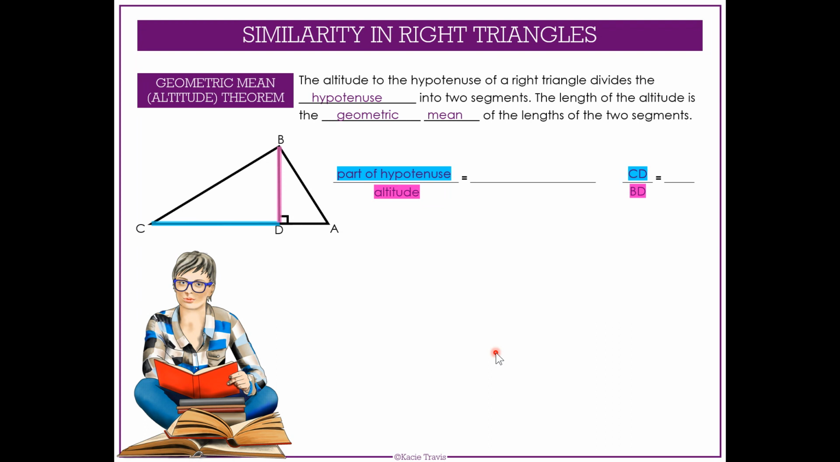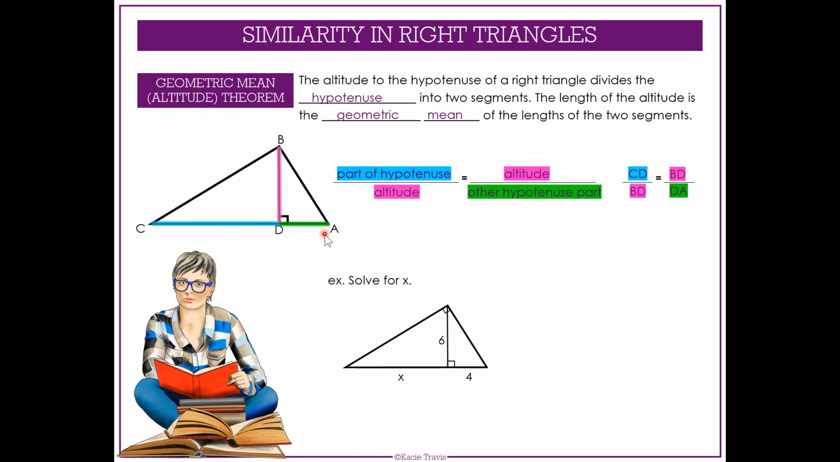Now, over here on the other side of our proportion, we have our altitude, which is BD again, over the other part of the hypotenuse. So this is the same formula that we had for the geometric mean, just put in terms of what we have here for any given triangle. So we're going to use this as a guideline. It's always going to work out like this. We're not going to deviate from this right now. So we can use this formula to set up anything we're working with to find any missing sides. Let's look at a quick example.